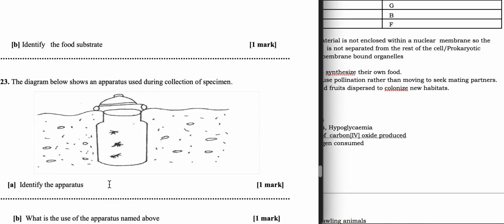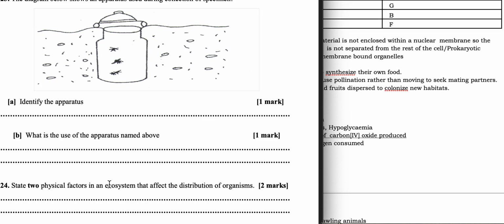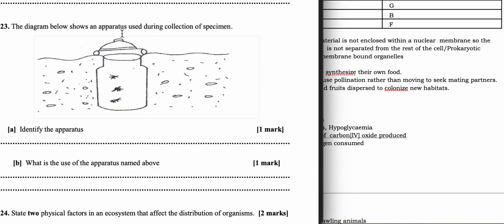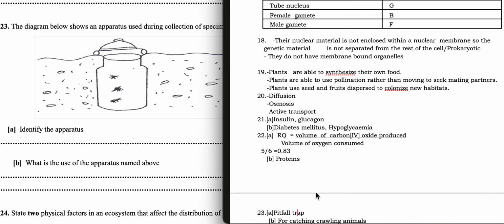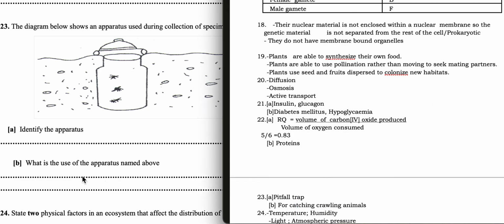Question 23. The diagram below shows an apparatus used during collection of a specimen. Identify the apparatus. This is a pitfall trap. What is the use of the apparatus named above? For catching crawling animals.